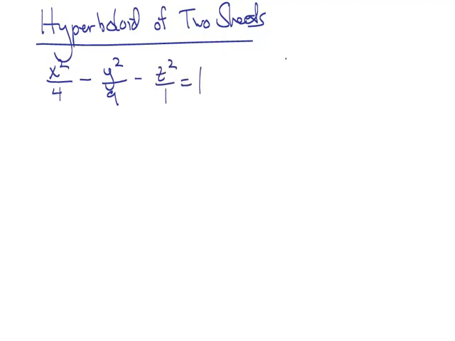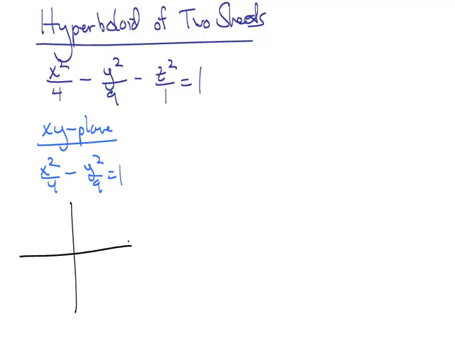Now let's take a look at our different planes here. Let's start with the xy plane. Here z is equal to 0, so I have x squared over 4 minus y squared over 9 is equal to 1. Okay, we're recognizing this now as a hyperbola. Make this a little bit nicer. That's going to have a box that intercepts at plus or minus 2 on the x, plus or minus 3 on the y. Let me draw my box in here.